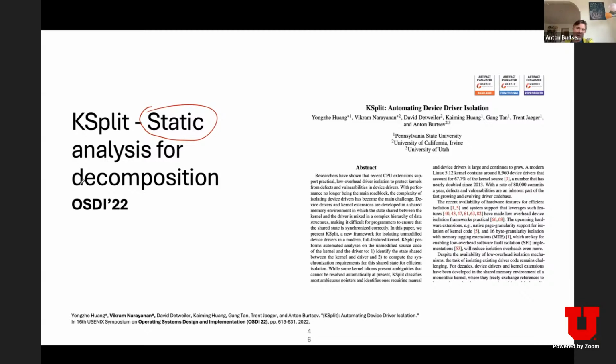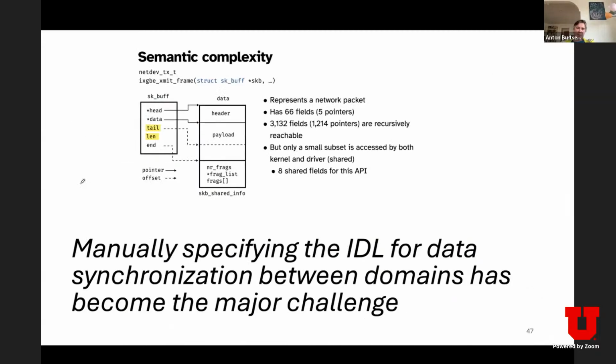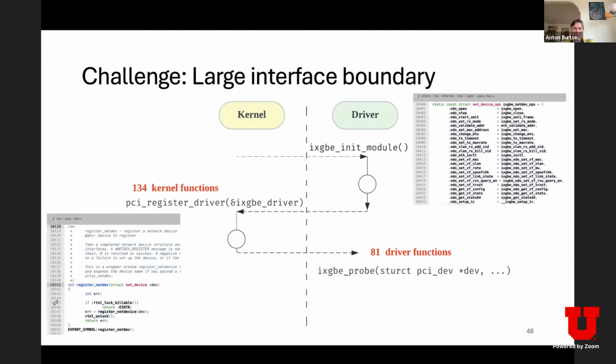And at this point, we're just waiting for the faster isolation mechanism. The moment it arrives, arguably KSplit plus that mechanism enables practical isolation in the kernel, which significantly raises the bar for the attacker. Okay, so let's take a look. Remember my example for the network buffer, writing this manual specification for the interface definition language was hard. And so KSplit is a static analysis, which essentially addresses this complexity.